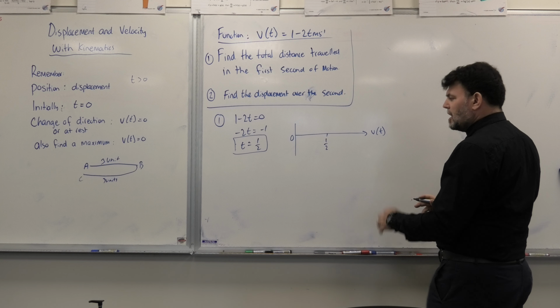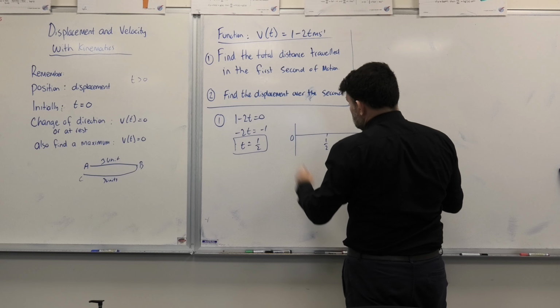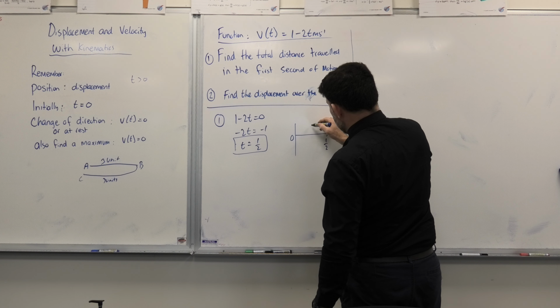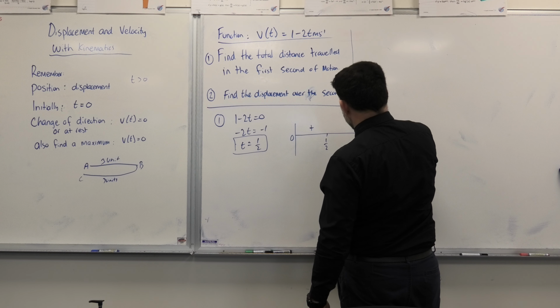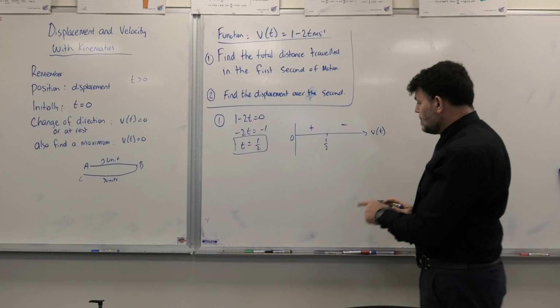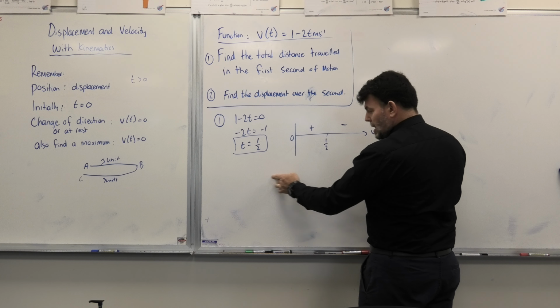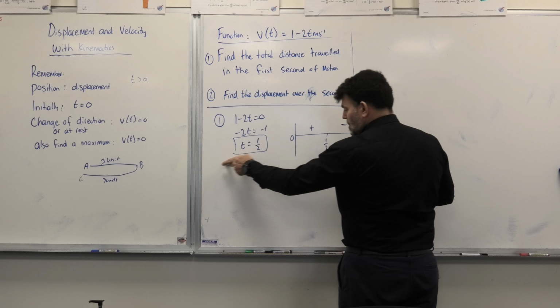So if we plug in a sign diagram here, where we've got 1/2, all we're going to check is, okay, let's choose a number that's less than 1/2 to plug into this function. So let's check 0. If we put 0 in there, we're going to get a positive, and if we put something greater than that, we should get a negative. So we now know that it does actually change direction. It's going in a positive direction until it hits half a second, then it goes backwards.